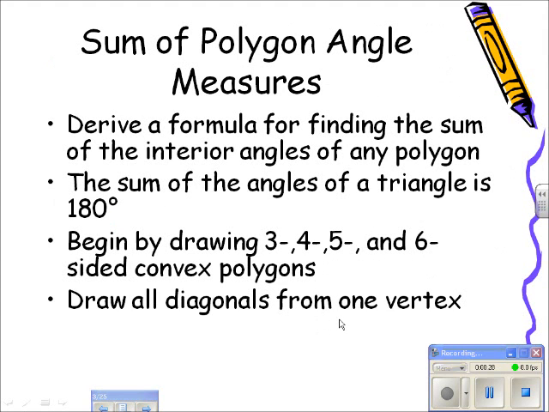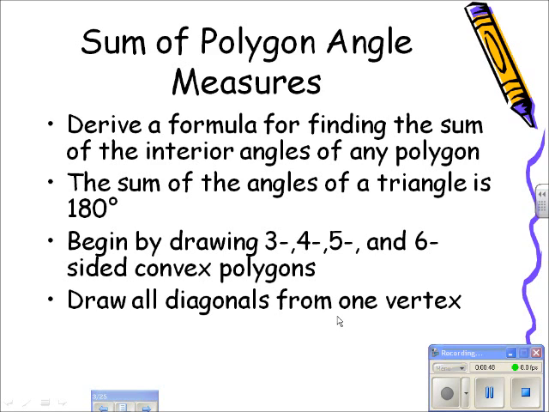So, the sum of polygon angle measures. We're going to come up with a way to derive a formula for finding the sum of the interior angles of any polygon. How can we figure out how to add up all the inside angles on a shape, based on the fact that we know the sum of the angles of a triangle is 180 degrees? So we're going to start off small.